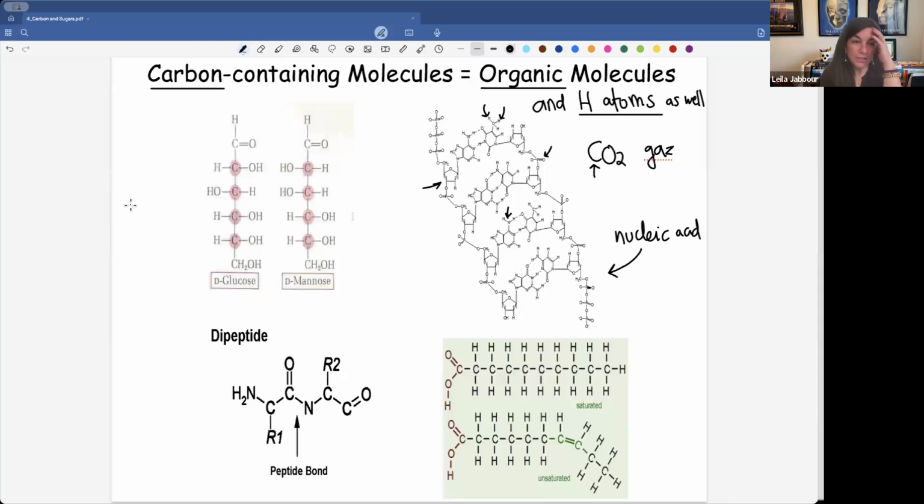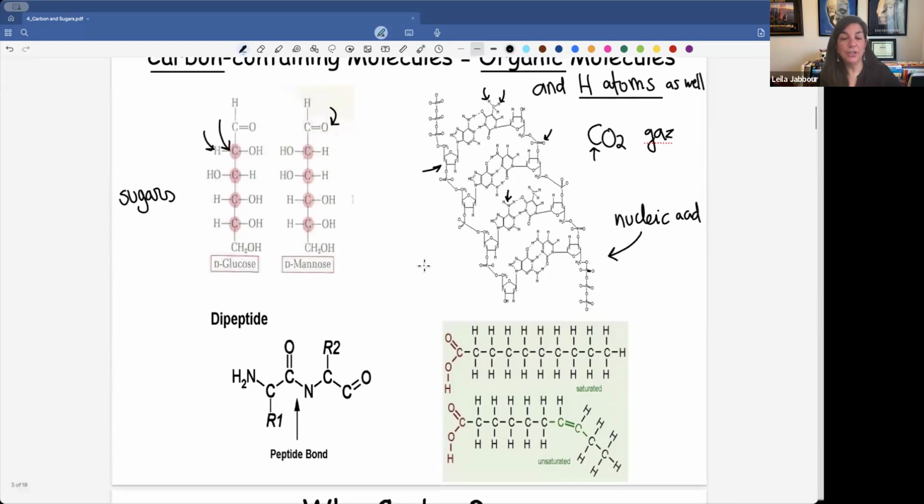These two here are examples of carbohydrates, or sugars. Glucose and mannose happen to be two examples of the many sugars that are out there. And again, here are the carbons and all of the hydrogens attached to all of these carbons. Yes, we also have oxygen, so that's part of these specific sugars, but the idea here is to show you that those are molecules that contain carbon and hydrogen.